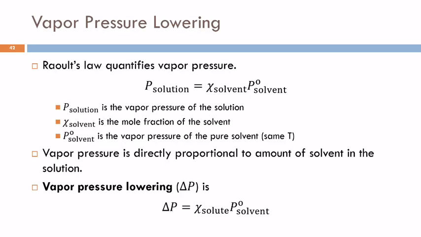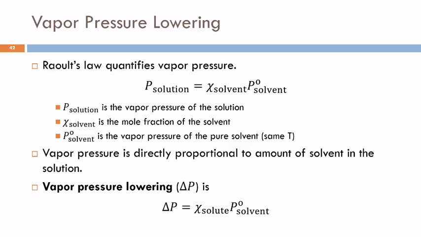Of course, we have equations that describe these things. So Raoult's law quantifies the vapor pressure. So this law says that the partial pressure of the solution equals the mole fraction of the solvent times the pressure of the solvent when it's pure. So P0 is the vapor pressure of the pure solvent. So the vapor pressure is going to be directly proportional to the amount of solvent in the solution by moles. It's the number of particles that matter.